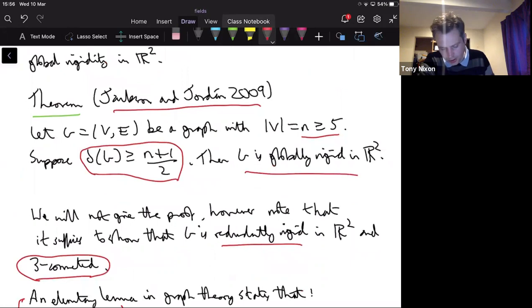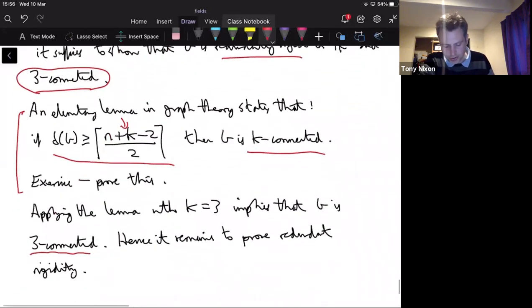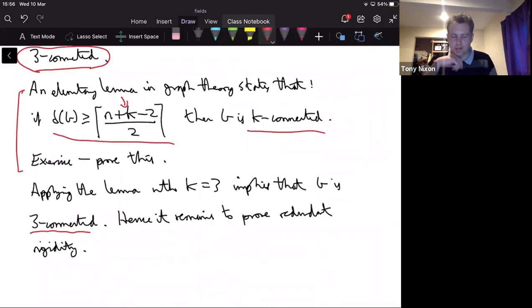But I think it's kind of nice to have these sort of results that guarantee global rigidity or guarantee redundant rigidity, because they're not the simplest combinatorial properties. And so having simple combinatorial things like this and other results exist are kind of nice, I think.